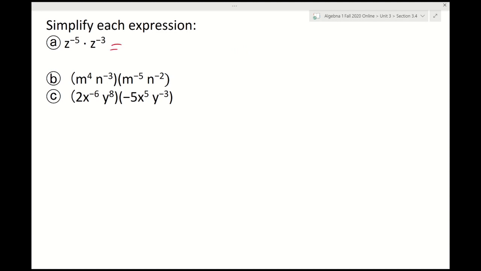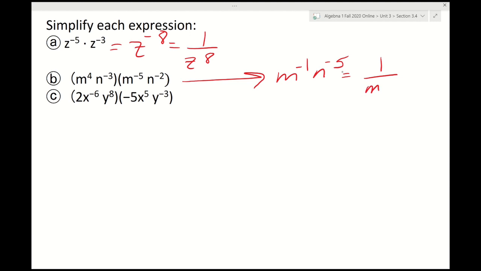So I can rewrite this as z, -5 plus -3 is a -8, which is the same thing as 1 over z to the 8th. Now b, I'm going to slide it over just a little bit so I have enough room. M to the 4th and m to the -5th, if I add those, gives me m to the -1, m to the -3, n to the -2 gives me n to the -5. I can then rewrite this as 1 over m. The n also needs to go to the denominator, and so it's n to the 5th.